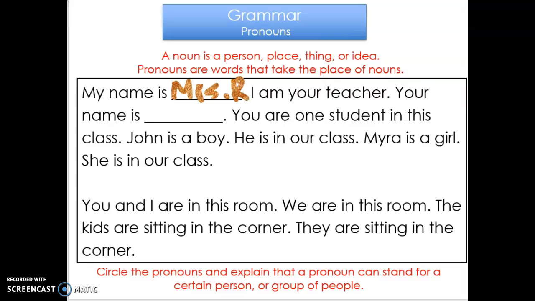So we could say, my name is Mrs. Rakoff. I am your teacher. Your name is what? You are one student in this class. John is a boy. He is in our class. Myra is a girl. She is in our class. You and I are sitting in this room. We are in this room. The kids are sitting in the corner. They are sitting in the corner. So instead of saying your name and my name all over again, we could say you and I, or we or they. So instead of saying a name, you would use a pronoun.